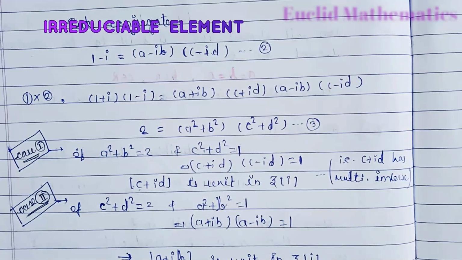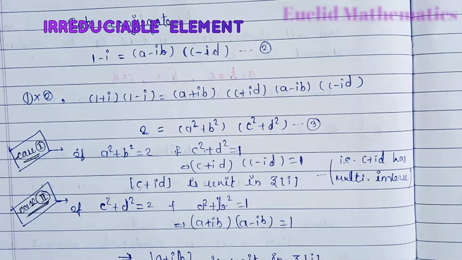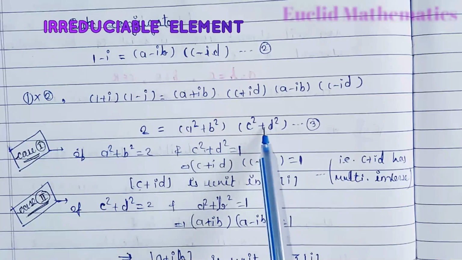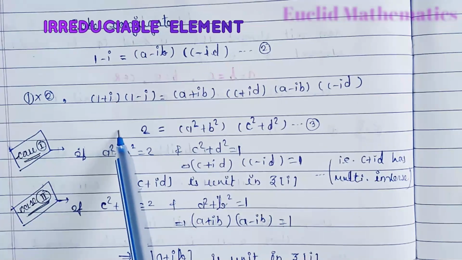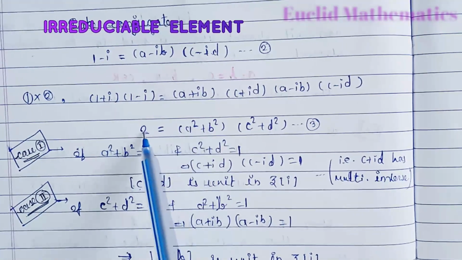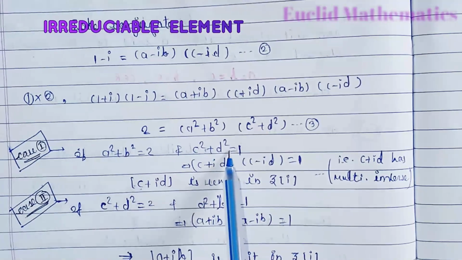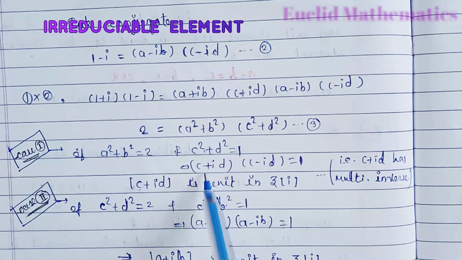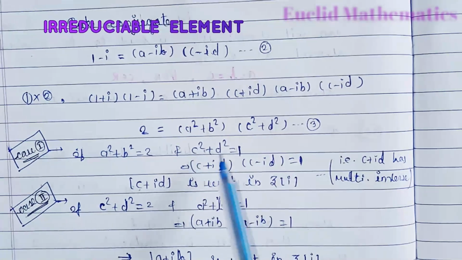Now let's verify which one of these is a unit or not. So if I consider a square plus b square as a 2, then c square plus d square is the multiplicand here, 1. So 2 means 2 into 1. So a square plus b square is a 2, then c square plus d square is a 1. Okay, if a square plus b square is 2 and c square plus d square is 1, then we write c plus id and c minus id as 1. Okay, c square plus d square.